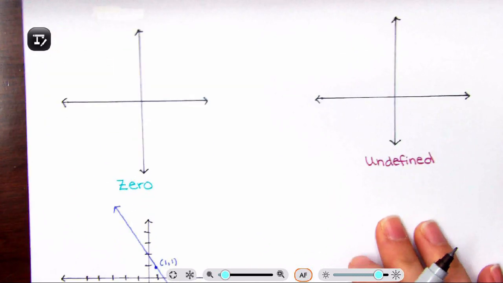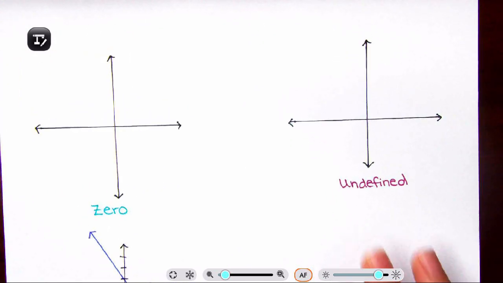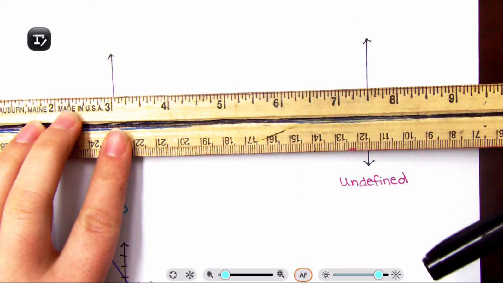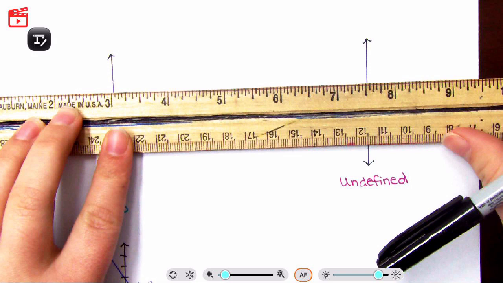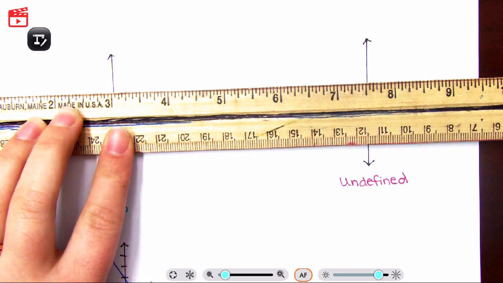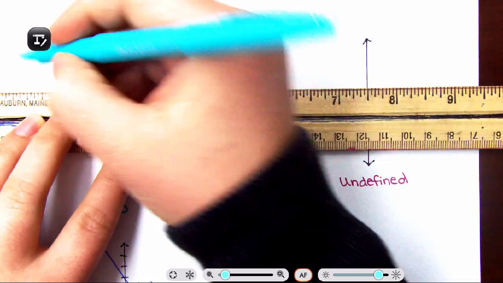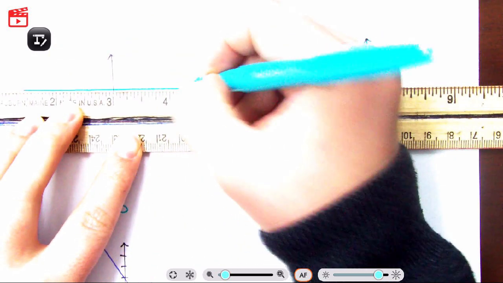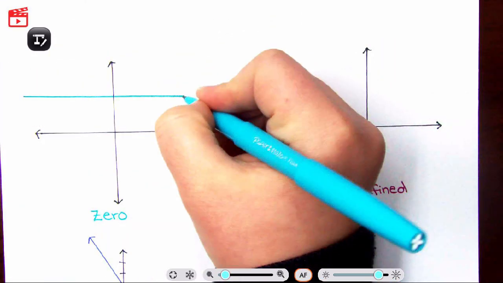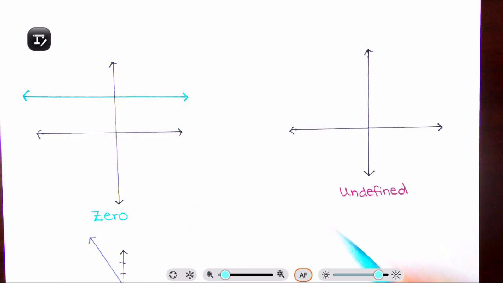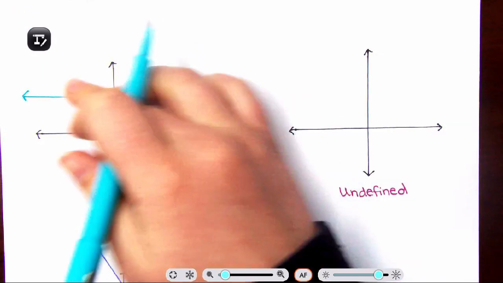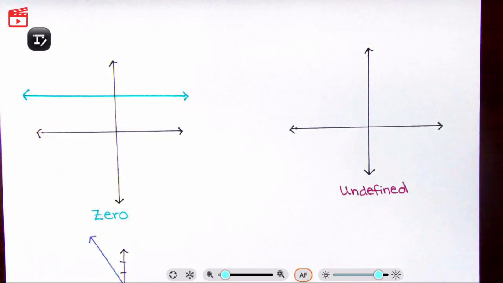Now, there are 2 other ones. There's a slope of 0 and a slope of undefined. So how does a slope of 0 look? I'm going to draw a line. A slope of 0 is a horizontal line. It doesn't matter where that line is. It can be down here, it can be here. As long as it is horizontal, your slope is 0.